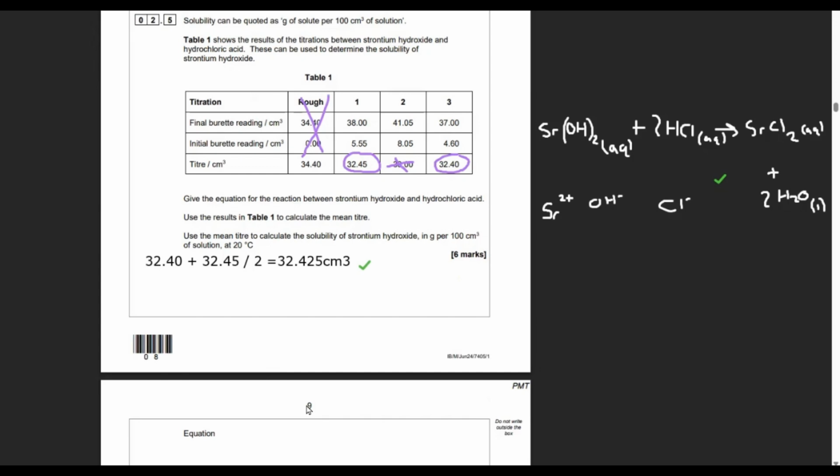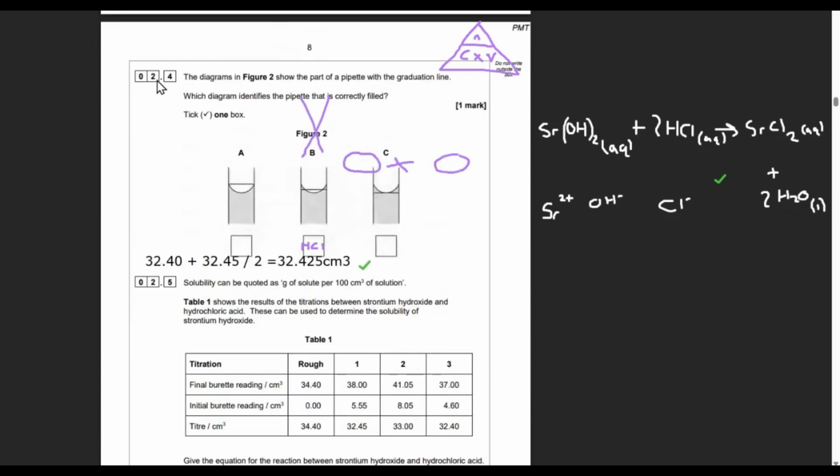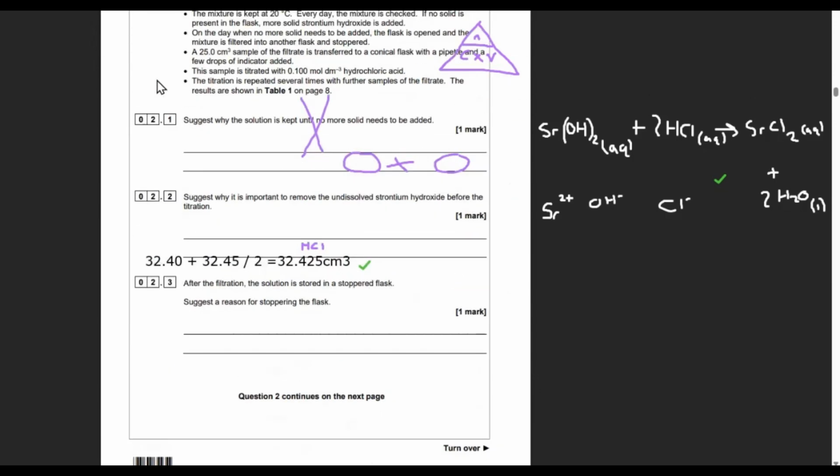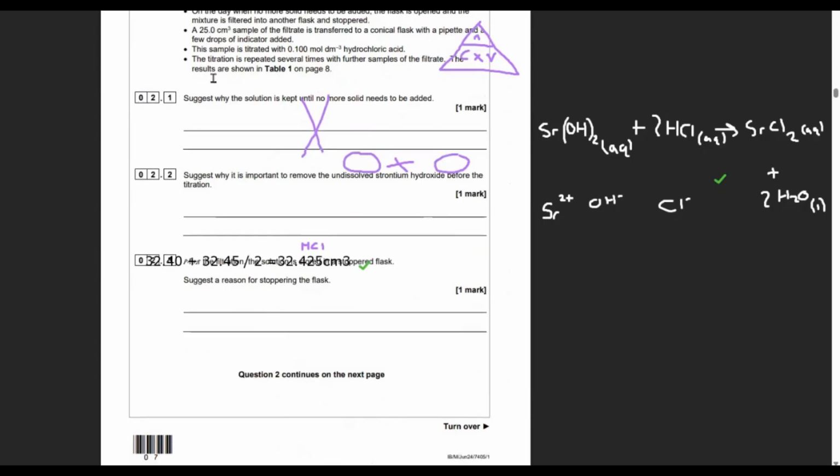Use the mean titre to calculate the solubility of strontium hydroxide. So what I want to do here is calculate the moles. With titrations, you're always going to need moles. We love some moles. So n equals c times v, and I'm going to be able to calculate the moles of acid. Why? Well, I know this is how much hydrochloric acid was used. And I believe we were told the concentration of the hydrochloric acid solution was 0.1, so let me scroll up to check. 0.1 mol per decimetre cubed of hydrochloric acid, and we're doing that against 25 cm cubed of strontium hydroxide solution.